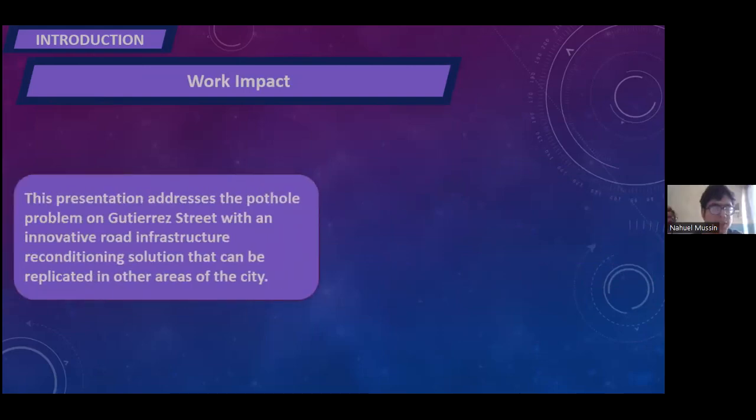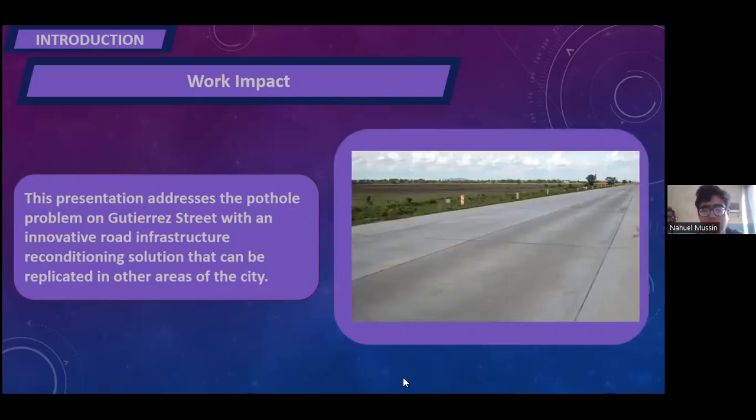This presentation addresses the pothole problem with an innovative infrastructure road reconditioning solution that can be replicated in other areas of the city. And this solution aims to improve transportation infrastructure, safety, and residents' quality of life.